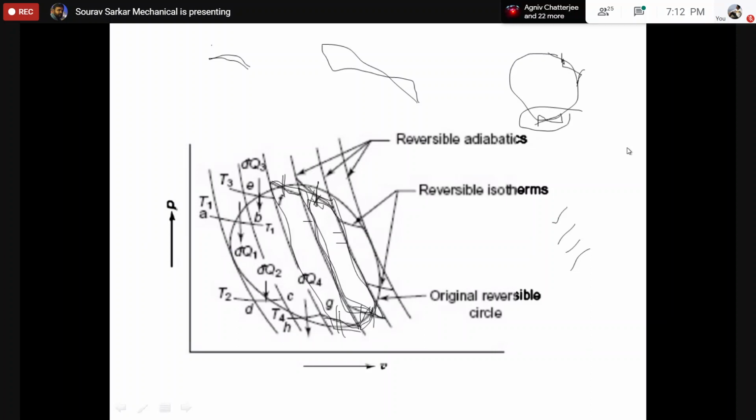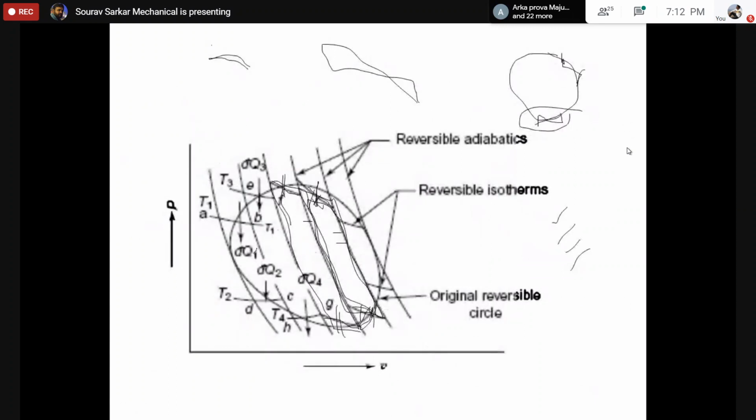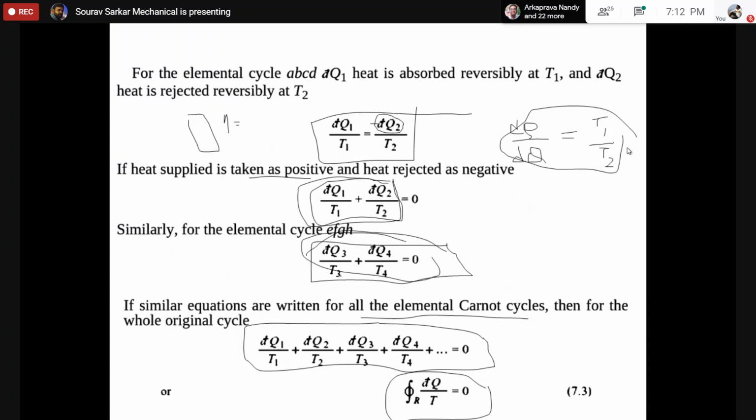Is it okay? So if it is so, what I can write is that there will be a heat transfer, and that heat transfer will follow this rule. So if I apply it for each and every cycle, this cycle, this cycle, every cycle, I can sum this up and finally I can write it like this.